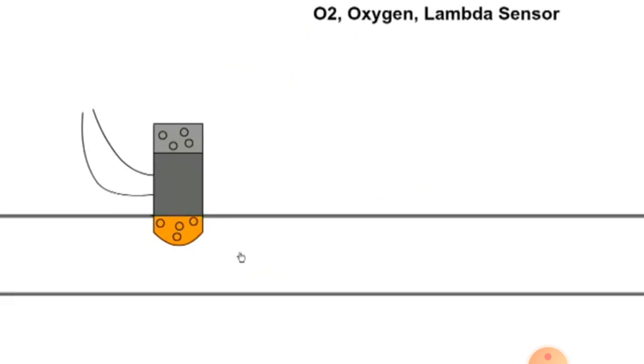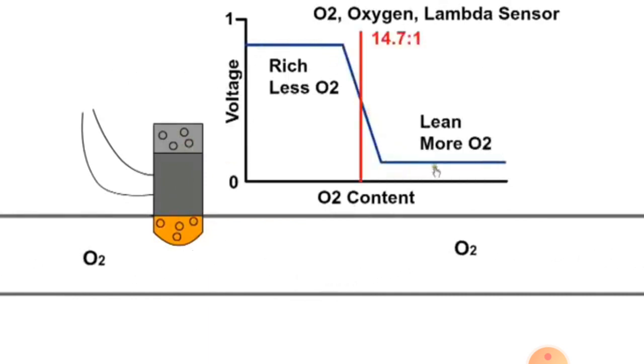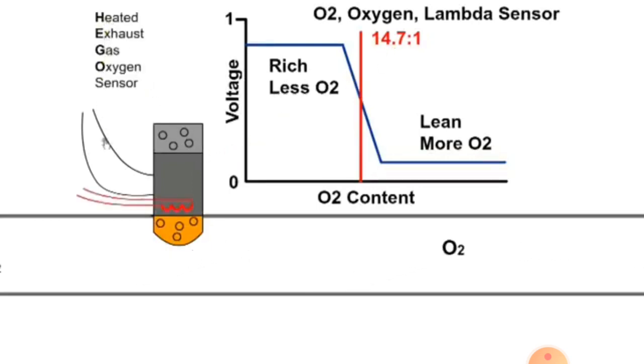The O2, oxygen or lambda sensor measures the amount of oxygen in the exhaust gas compared to the oxygen in the outside air. It generates a voltage from almost 1 volt in rich conditions to near 0 volts in leaner conditions, and the signal is sent to the ECU. The ideal air-fuel ratio occurs near the change from 1 volt to 0. For a petrol engine, the ideal air-fuel ratio is 14.7 to 1 by weight. Sometimes a HEGO sensor is used. This includes a heating element which gets the sensor up to working temperature faster.